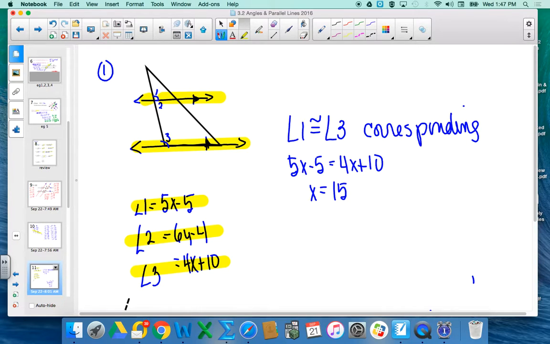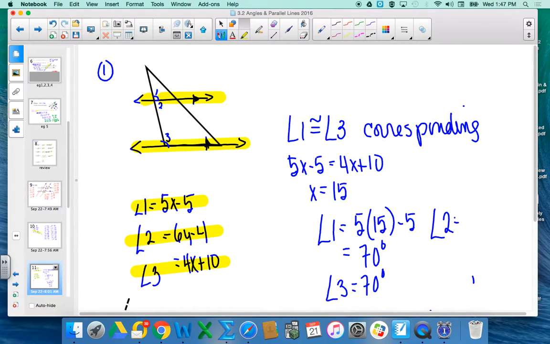If I take 5 and plug it in, angle 1 is equal to 5 times 5 plus 5. So angle 1 is equal to 30. So that means angle 3 is equal to 30. What kind of angles are 1 and 2, y'all? A linear pair. So that tells you that angle 2 is equal to 180 degrees minus 30, which is how much, y'all? 150. Everybody good to go?